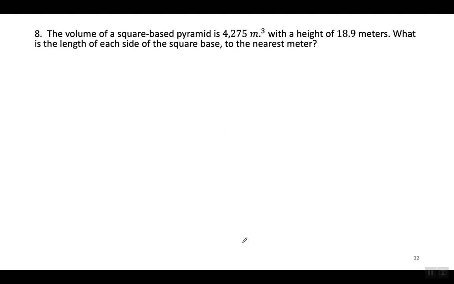Number 8. The volume of a square-based pyramid is 4,275 cubic meters with a height of 18.9 meters. What is the length of each side of the square base to the nearest meter? So this problem is pretty straightforward. I'm going to use the formula to find the volume of a pyramid.